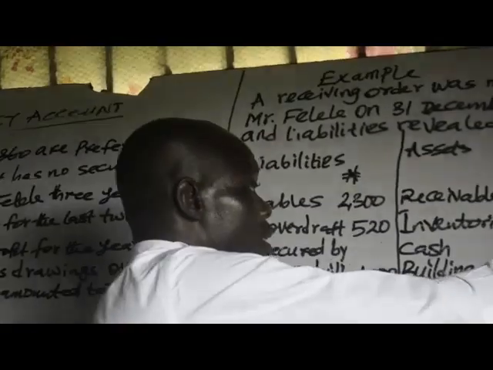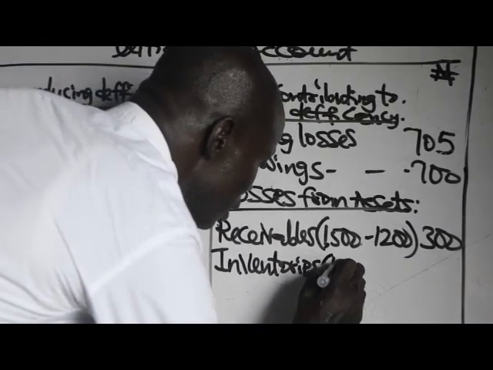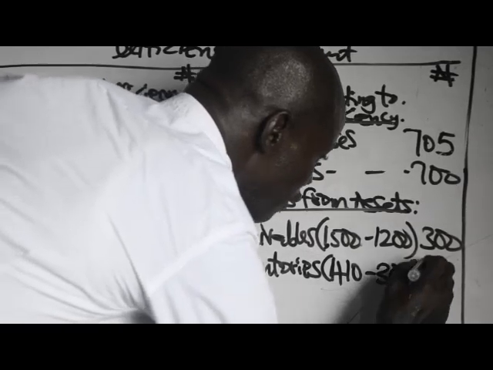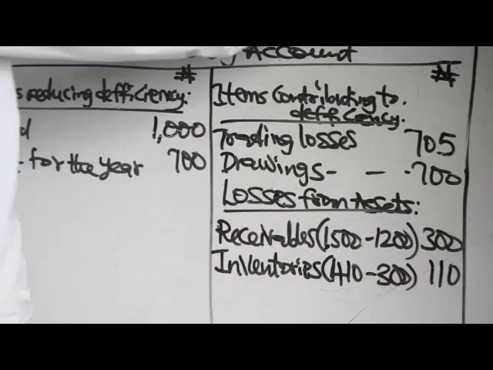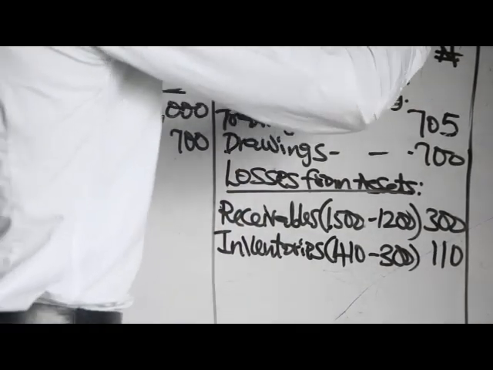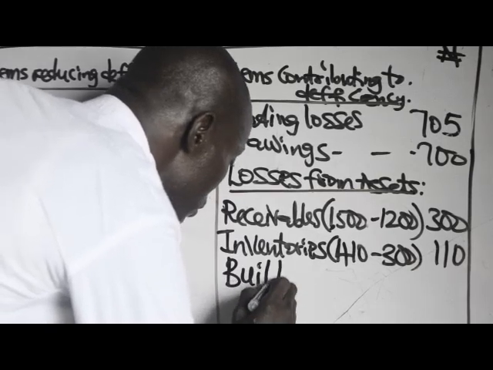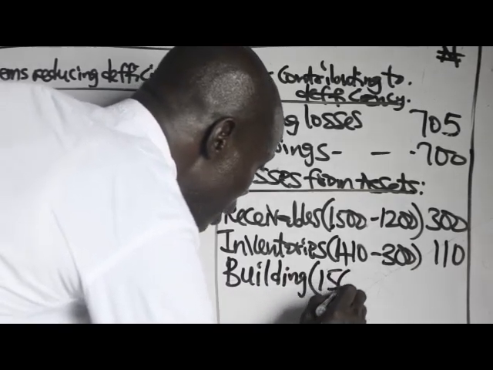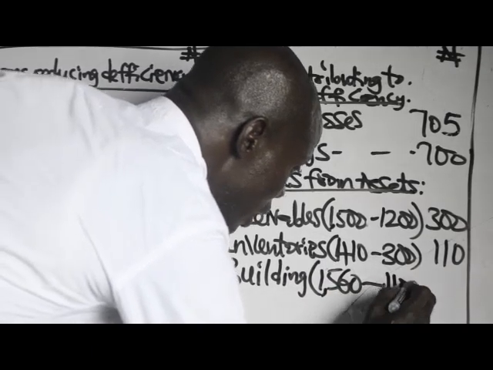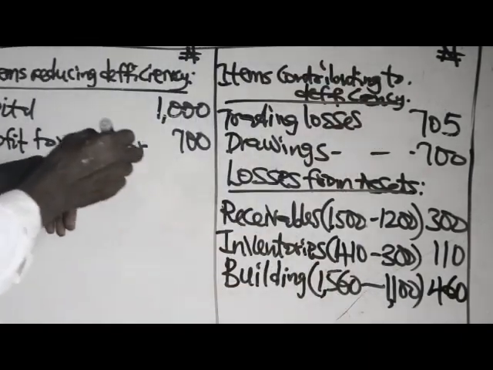Then we have inventories. The book value is 410. The realizable value is 300. There is also a loss on inventory. Inventories, 410 minus 300. Then we have 110. Cash, the book value and the realizable value are the same. Building, the book value is 1,560 and the realizable value is 1,100. There is also a loss on building. 1,560 is the book value. The realizable value is 1,100. Losses of 460. You have a loss of 460 on building.